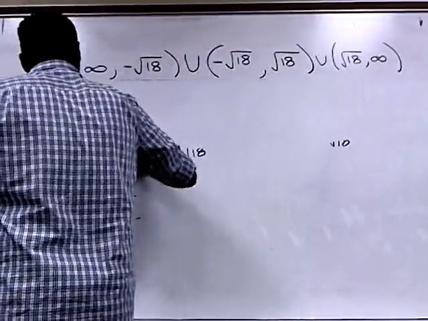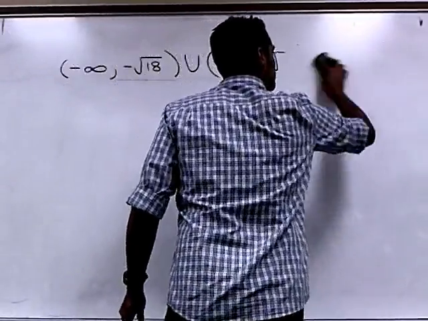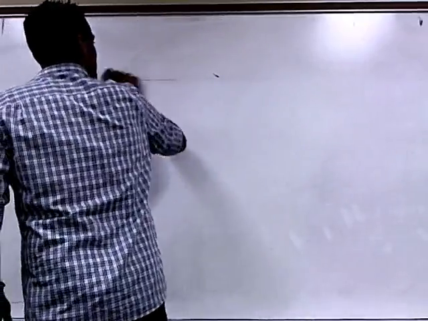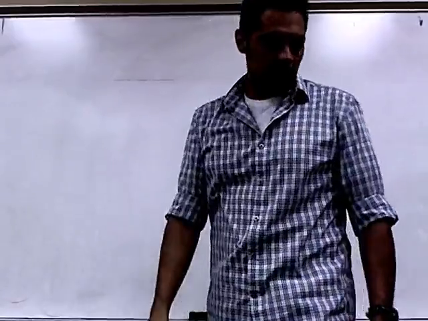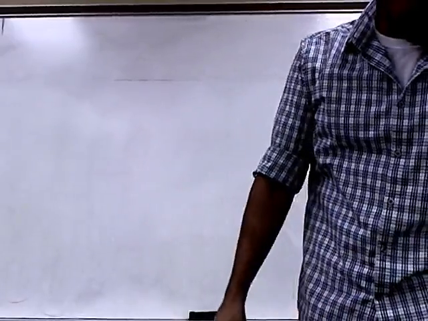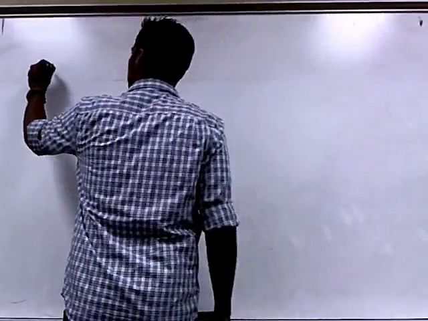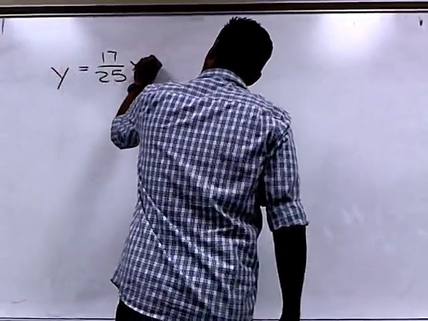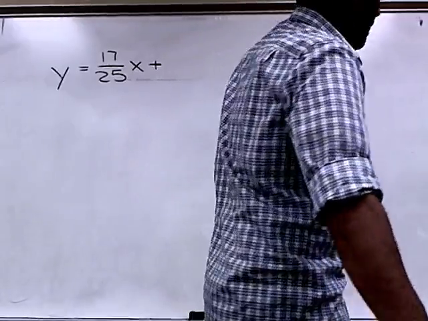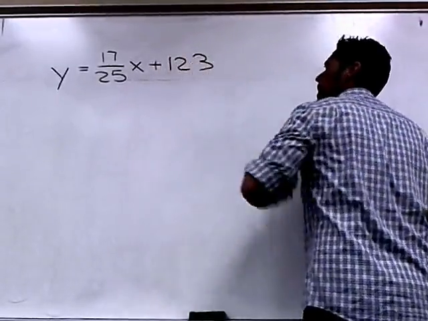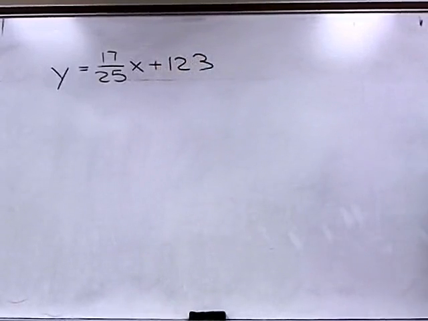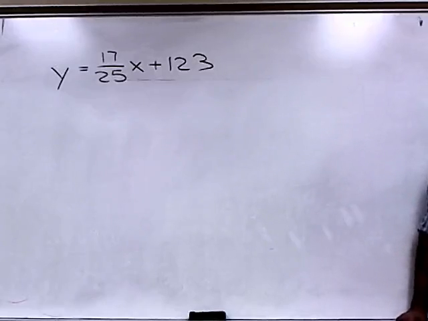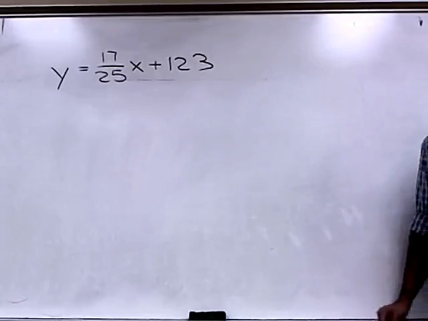Okay, so 55 now. Y is 17/25 x plus 123. So what about this one? Isn't it all the numbers? Yeah, it's a line, right?